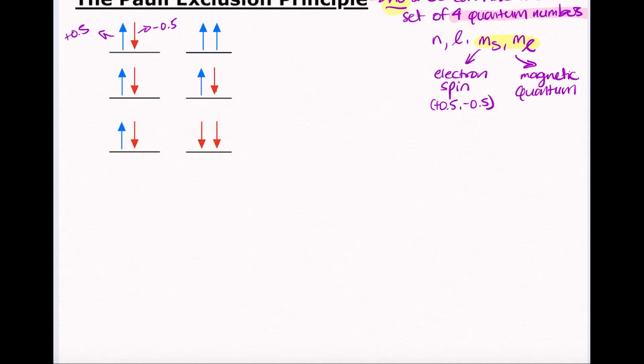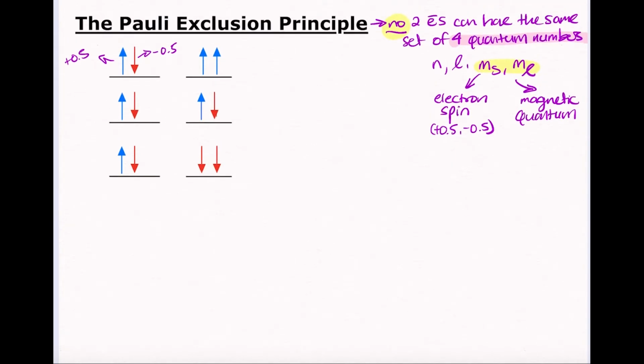Now, ml just pertains to the orientation of the orbital in space. So this is what ml is, but we're more focused on ms here, in accordance with the Pauli exclusion principle. If you're wondering why it matters that they're in opposite states: if they did not have opposite orientations, these two electrons would possess the same identical quantum state, and that is not allowed according to this principle.